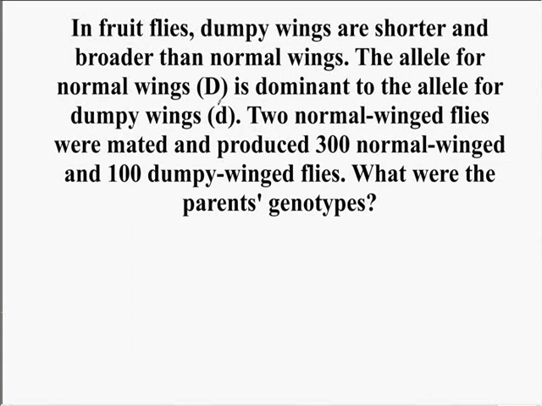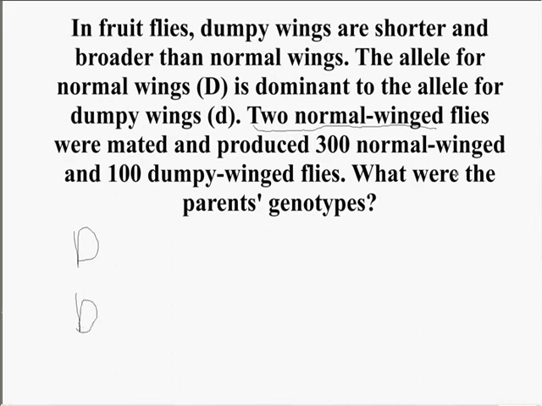The allele for normal wings, capital D, is dominant to the allele for dumpy wings, lowercase d. 2 normal-winged flies mated and produced 300 normal-winged and 100 dumpy-winged flies. What were the parents' genotypes? Well, we know that both of the parents were normal-winged, so they each had at least one capital D allele to give them the normal wings. At least one each. I'll put the other one down here, except I can't draw.